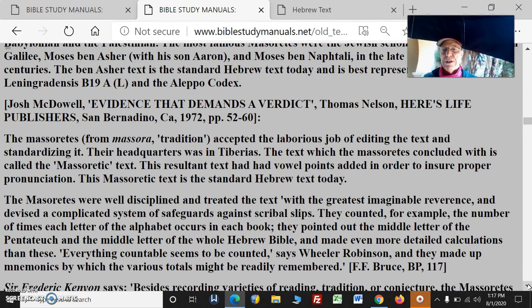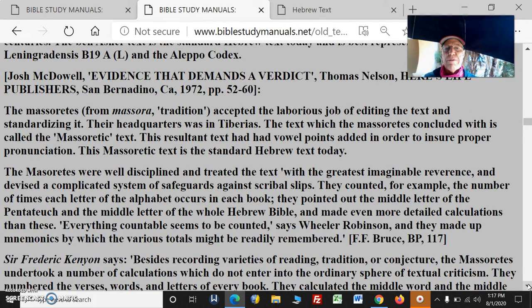So the Masoretes accepted the laborious job of editing the text and standardizing it, the headquarters being in Tiberias. The text which the Masoretes concluded with is called the Masoretic text. The resultant text had vowel points added in order to ensure proper pronunciation, and that's the standard Hebrew text today. They were well disciplined and treated the text with the greatest imaginable reverence and devised a complicated system of safeguards against scribal slips. They counted, for example, the number of times each letter of the alphabet occurs in each book.